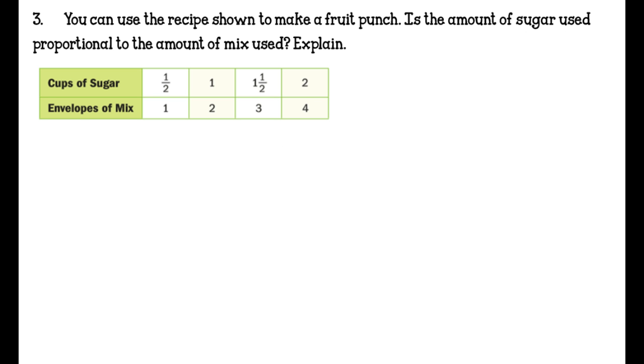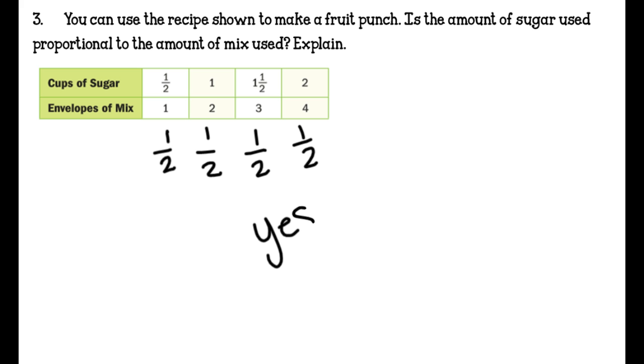Number 3, you can use the recipe shown to make a fruit punch. Is the amount of sugar used proportional to the amount of mix used? Explain. So you take the cups of sugar and divide by the envelope mix, and that gets you 1/2. You take the cups of sugar, 1.5 divided by 3 is 1/2. And 2 divided by 4 is 1/2. So yes, it is proportional.